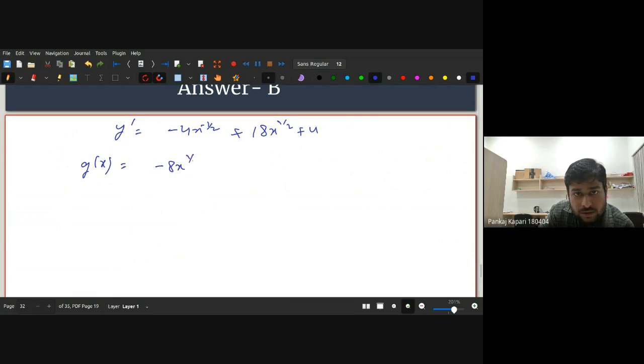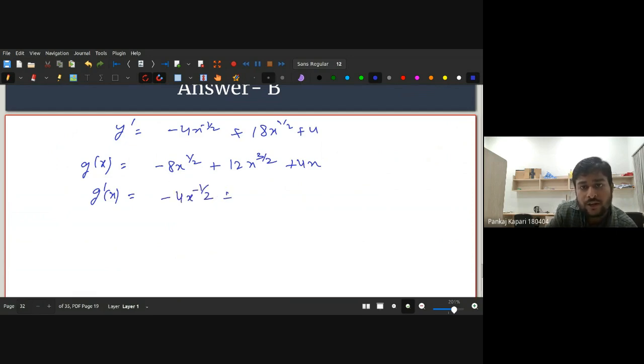Consider this: g(x) = -8 times x to the power half, plus 12 times x to the power 3 by 2 and plus 4x. Let's see what we get if you differentiate this g with respect to x. You can see that it will exactly give us minus 4 times x to the power minus half plus 12 times 3 by 2, which is just 18 times x to the power half and plus 4, which is just equal to y prime of x.